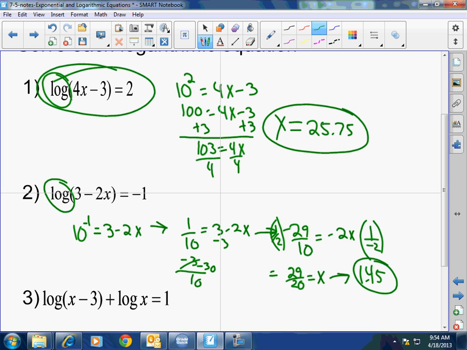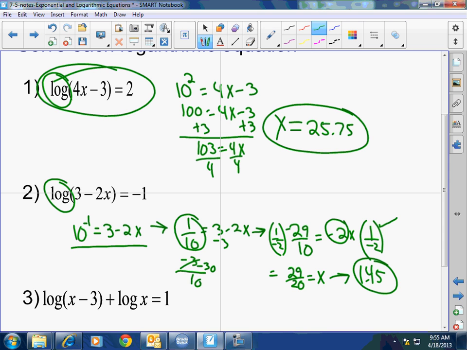So again, 10 to the negative 1 equals 3 minus 2x. 10 to the negative 1 is 1/10. I subtracted 3 from both sides, found a common denominator. That gave me negative 29/10. Okay? And then I had negative 29/10 equals negative 2x. I get rid of this negative 2x by multiplying by the reciprocal. When I multiply by the reciprocal of negative 1/2, I'm going to get positive 29/20, which is 1.45. Does it make sense?